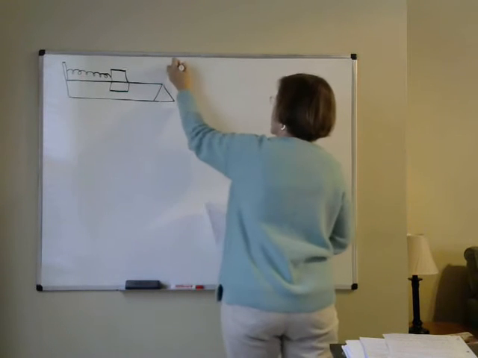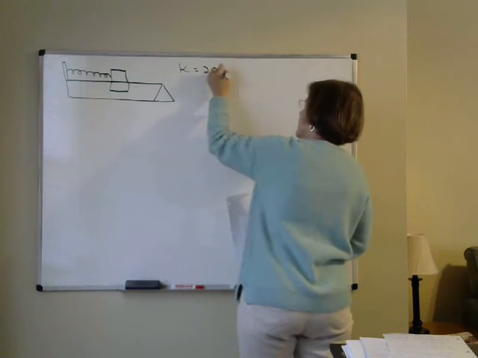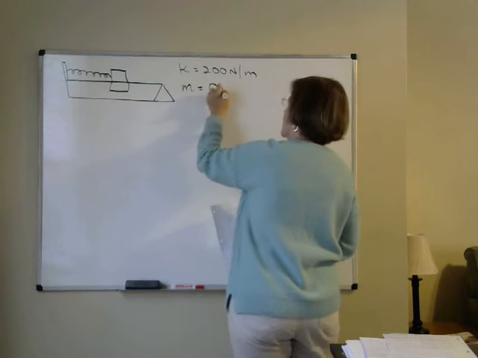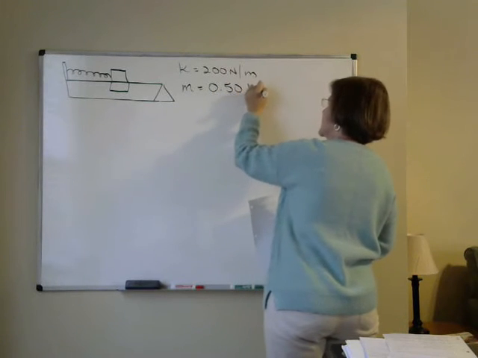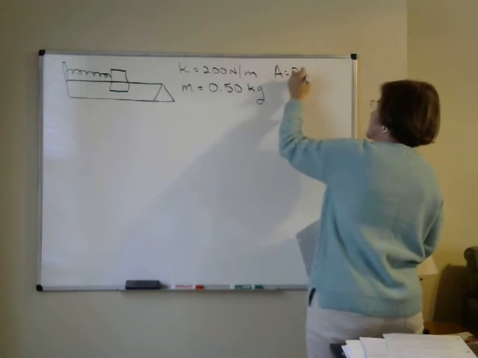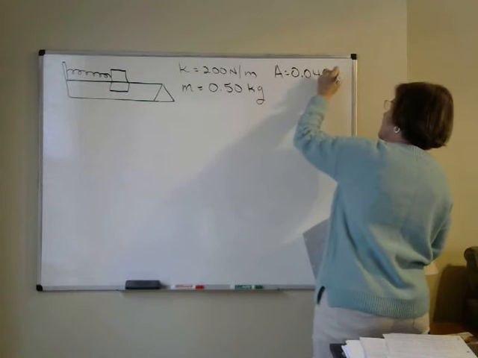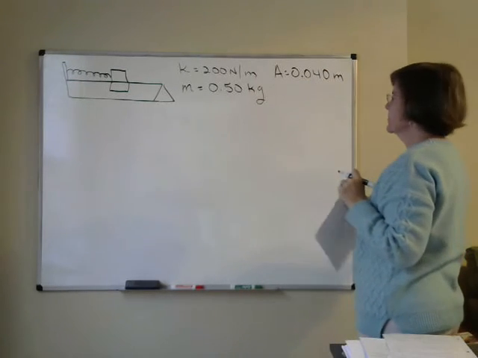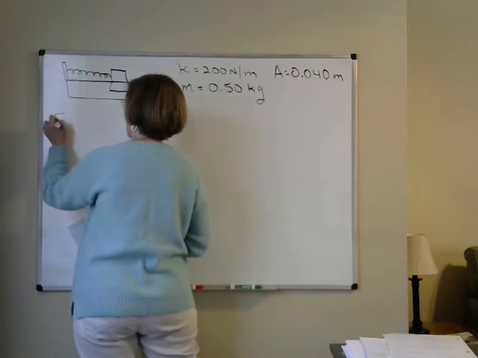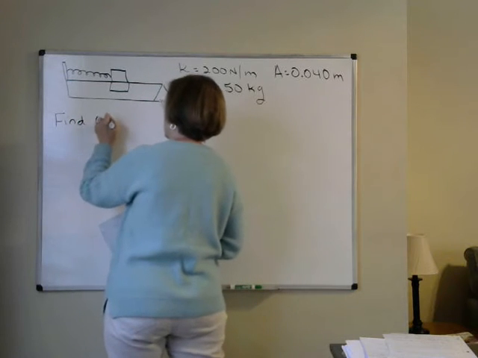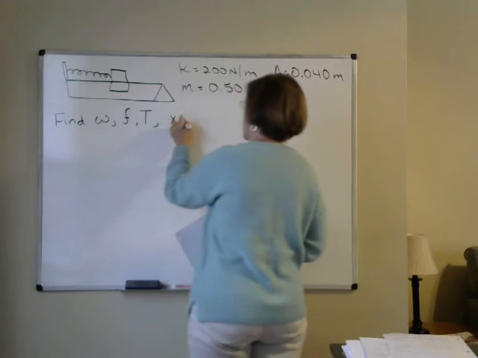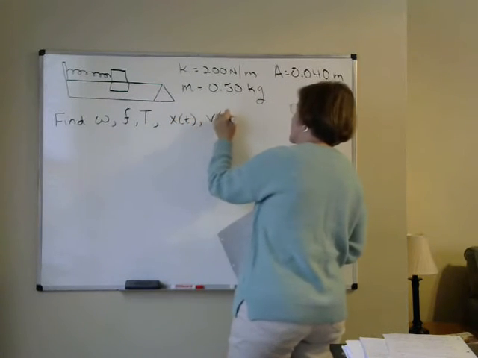They tell us k is 200 newtons per meter. The mass of the glider, 0.50 kilograms. The amplitude of the oscillation, 0.040 meters. So that's 4 centimeters. And then they ask us to find a lot of stuff. Find omega, f, T, x of t, v of t, and a of t.